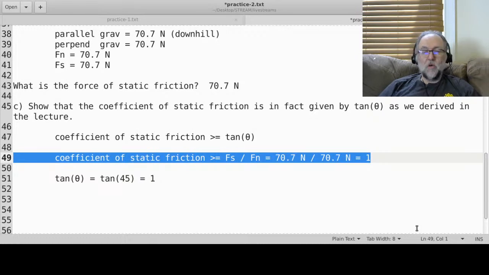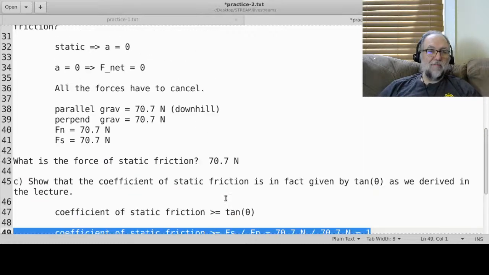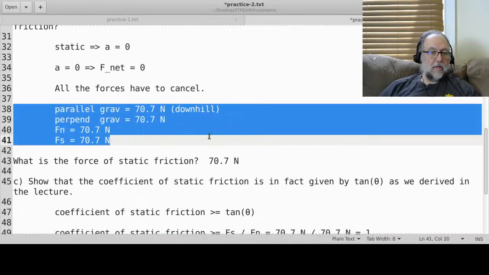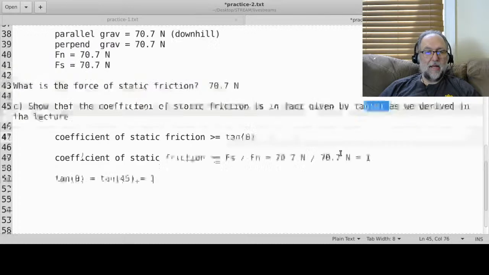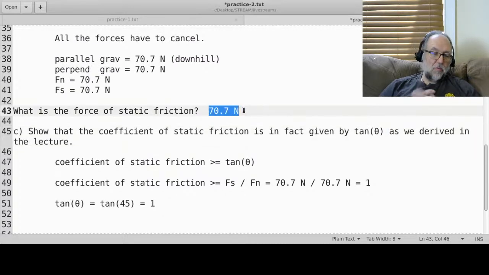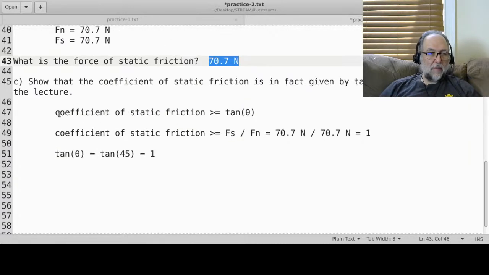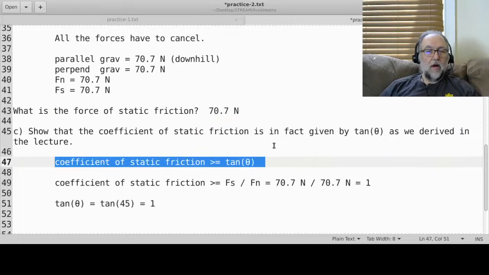In the assignment, I also have a problem like this. You don't have to redo all of this analysis. You could just use tangent of theta, and sure enough, it'll give you the coefficient of static friction. But it's nice to see that you could use this procedure and you will get exactly what you expect. What I've given you up till now covers about half of the assignment.